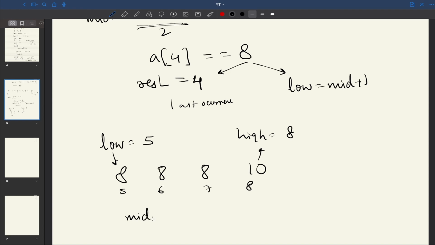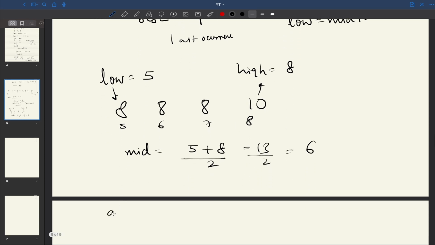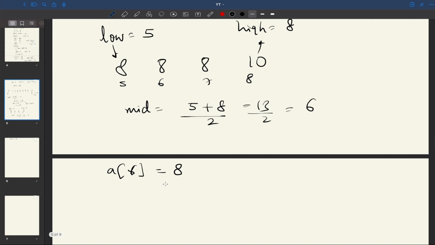Again, mid will be what? 5 plus 8 divided by 2, which is nothing but 13 by 2, which you get as 6 by integer division. What is there at A of 6? At A of 6, we have 8, right? Which is our target value. So what will you do? Again, we have two possibilities.